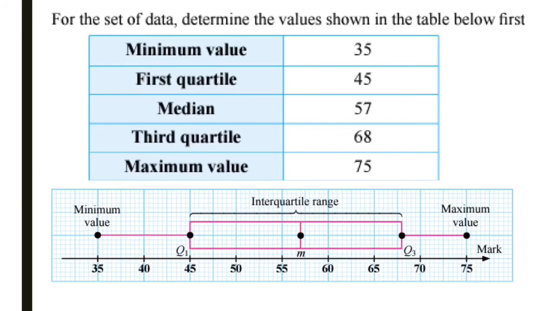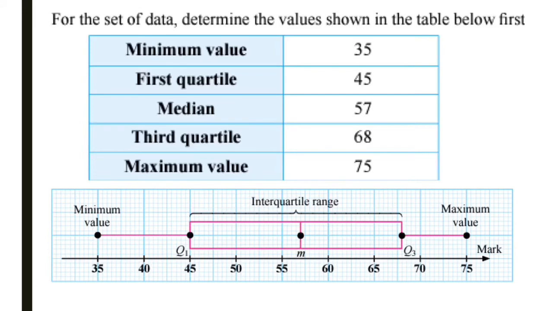Finally, maximum value is 75. Okay, then we need to draw a uniform scale. Start from minimum 35 to maximum 75. So, okay, after we label the minimum value and the maximum value, the scale of the marks must be uniform. Then we will start to plot the points for minimum value, first quartile, median, third quartile and maximum value, using a dot.